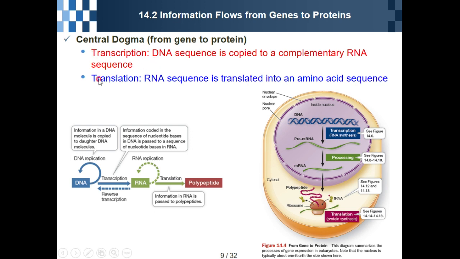Starting from transcription and translation. So this is DNA. DNA is transcribed to RNA, to the mRNA. This is called transcription. The DNA sequence is copied to the complementary RNA sequence. Simply, DNA is changed to RNA.